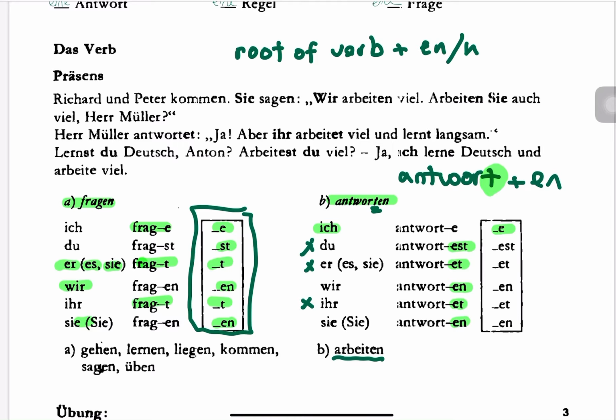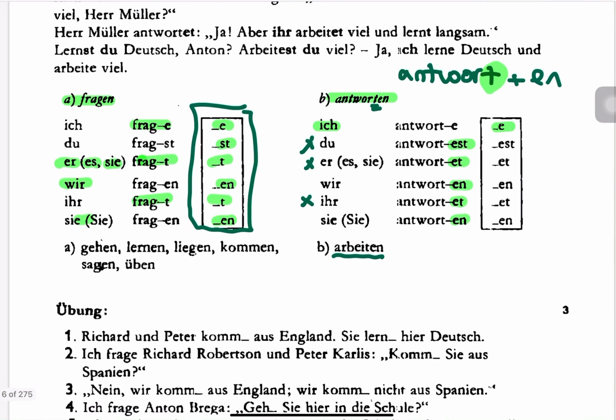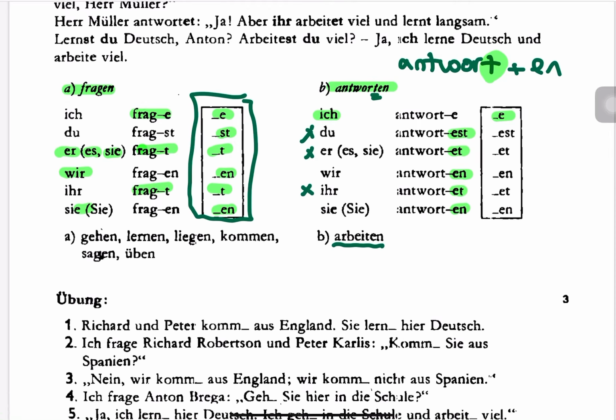Okay, also we can use it for fragen. Other example, gehen. Ich gehe, I go. Du gehst, you go. Er geht, he goes. Es geht, it goes. Sie geht, she goes. Wir gehen, we go. Ihr geht, you plural go. Sie gehen, they go. Or we can say for lernen, learn; liegen, to lie in a place; kommen, come; sagen, say; üben, practice.